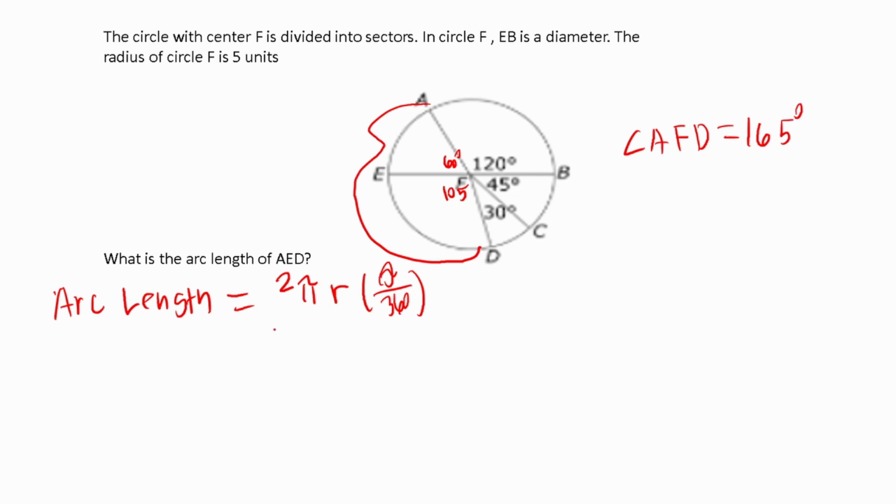So let's plug in the information we know, right? We're going to get 2 times 3.14. My radius here, we know that the radius is 5. It tells us up here. So we're going to get times 5. And then we're going to get 165 over 360. And we're going to plug this all into a calculator just how it is. Go to your decimals calculator and you type it in. We do 2 times 3.14 times 5 times 165 over 360.